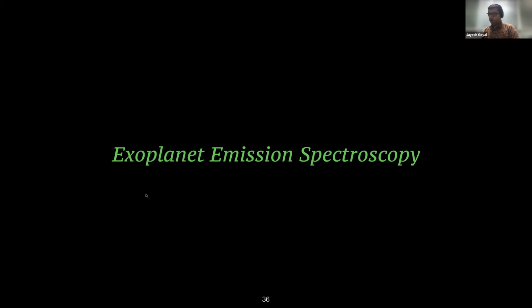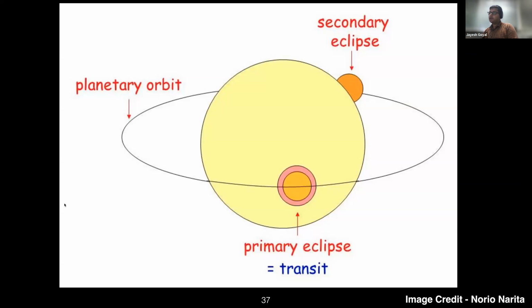Okay, so moving forward. Initially I was just talking about transmission spectroscopy. Now I'll talk about something called emission spectroscopy. What does this mean? Suppose this is your host star, and the planet is orbiting its host star. When the planet goes in front of the star, this is called primary transit. Now you can see from the geometry that in the primary transit, you're measuring the planet's atmosphere, looking just at this annulus region.